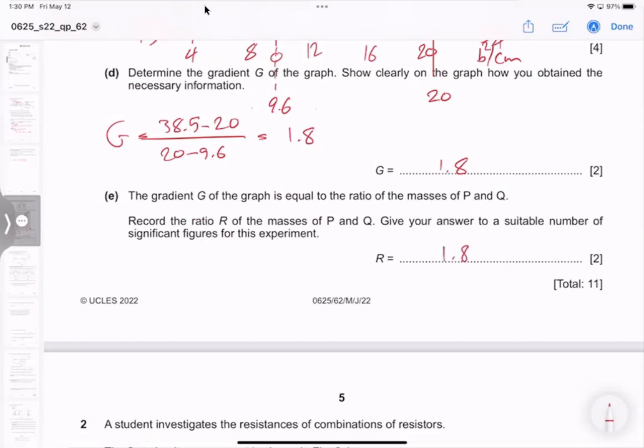He said the gradient of the graph is equal to the ratio of the masses P and Q. Record the ratio R. R is the ratio of the masses, which is G of P and Q. Give your answer to suitable number of significant figures for this experiment. The suitable number of significant figures would be two significant figures, so 1.8. So it is the same number. R equals G. The ratio is equal to the gradient.